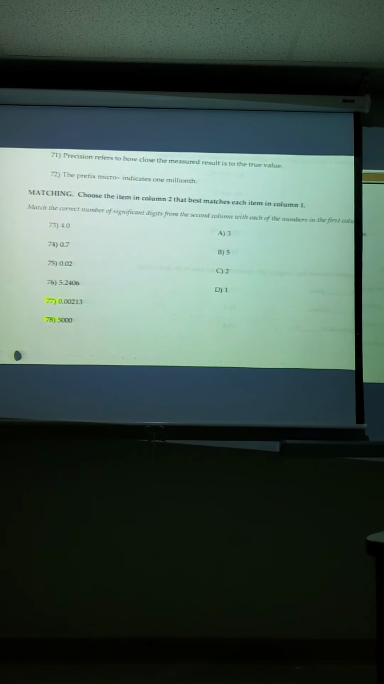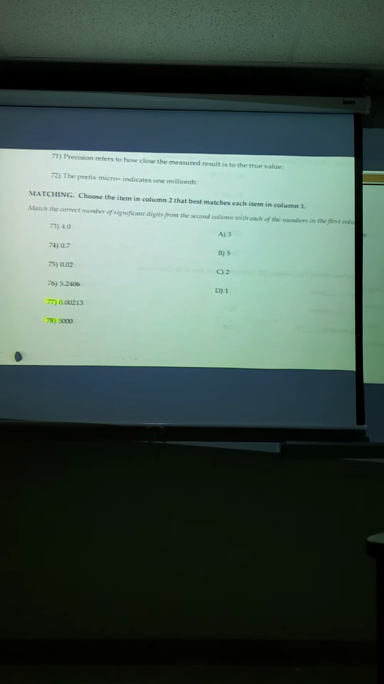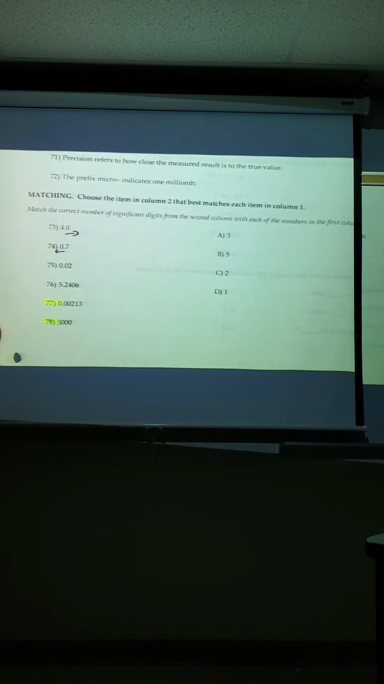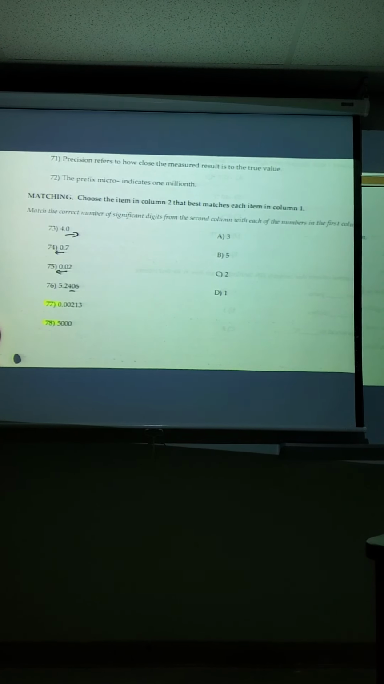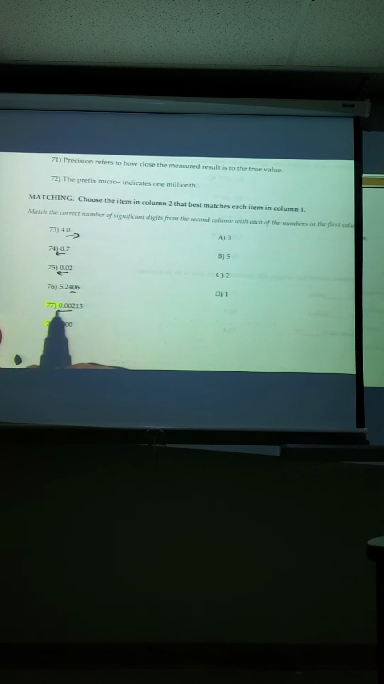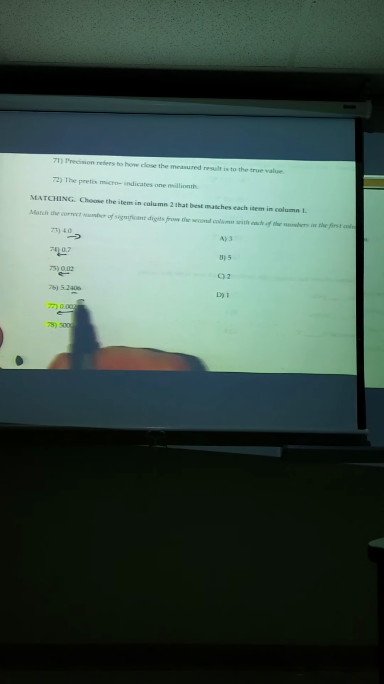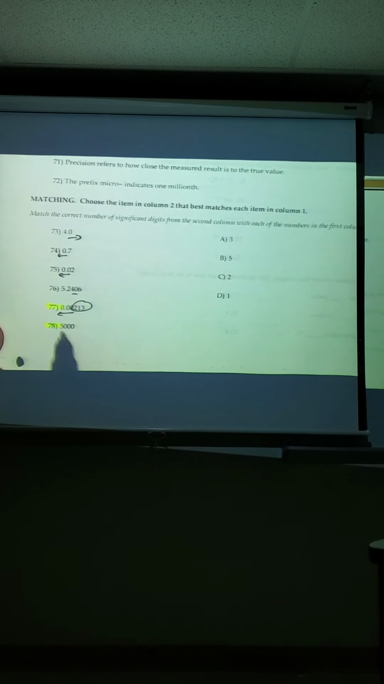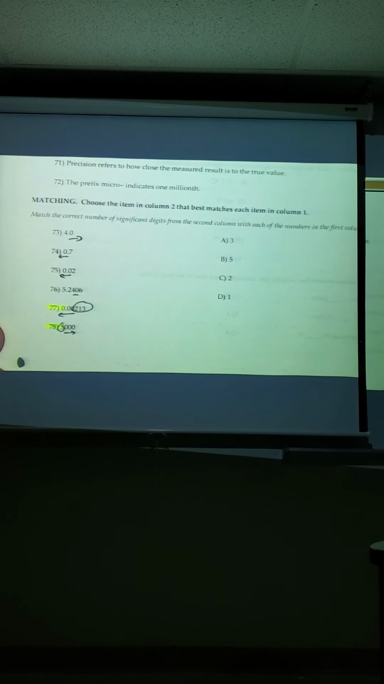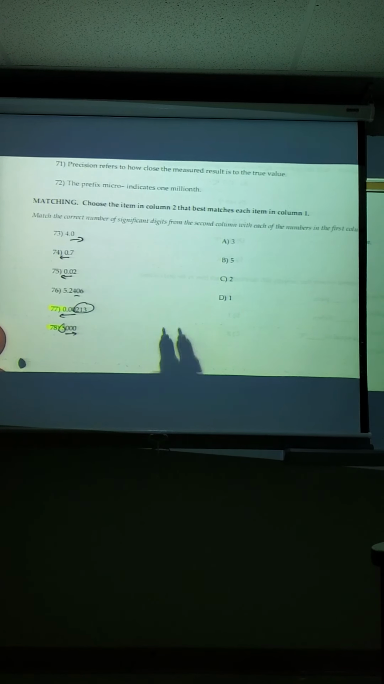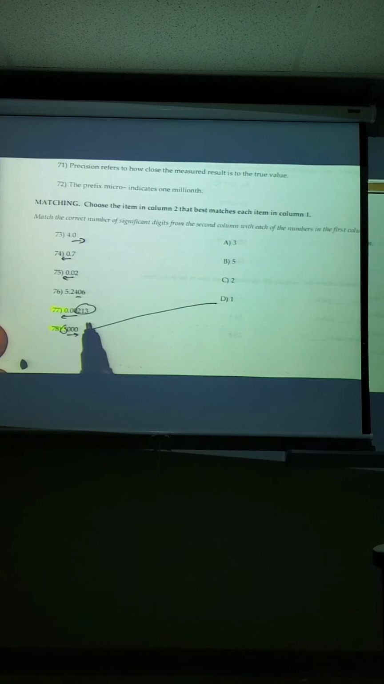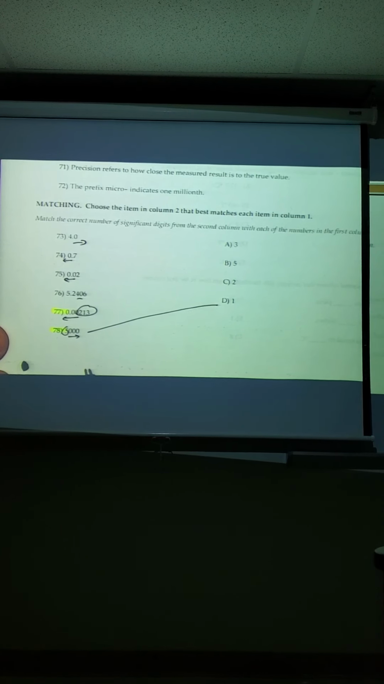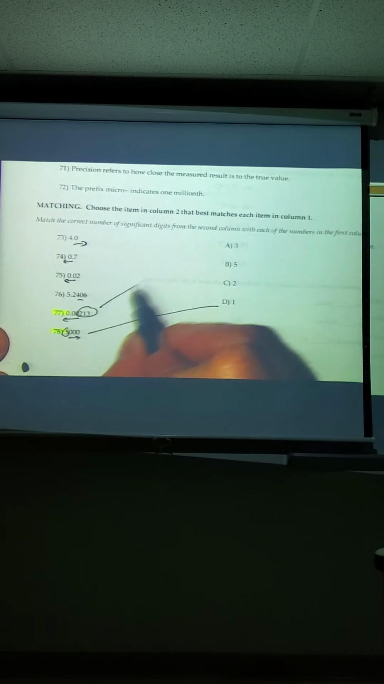Sig figs, remember, it's all about the zeros. When the zeros show past the decimal, they count. When they show up front, they don't. When they're in between, by default, they count. So it's only the 3 at the end. Here, because they're not showing the decimal, it's only the 1 in the front. So definitely we have 1 here, the 5. And for the other one that was asked, 213, that's the 3.